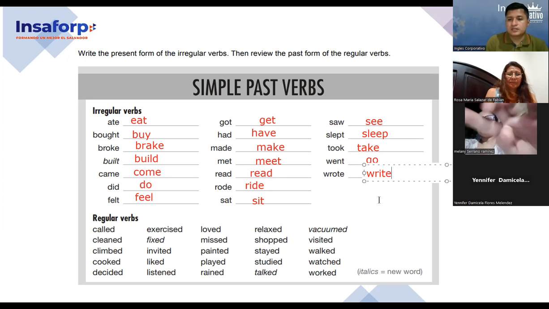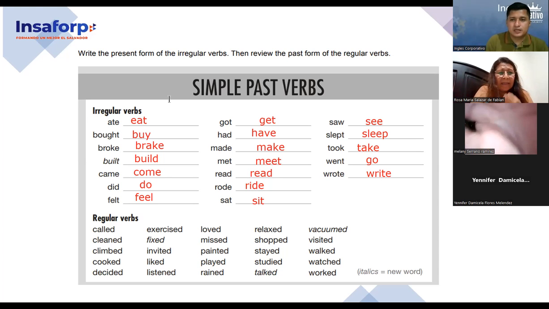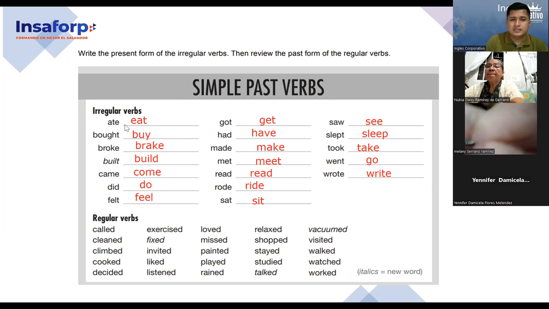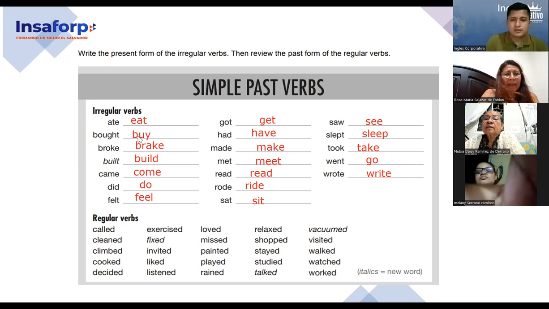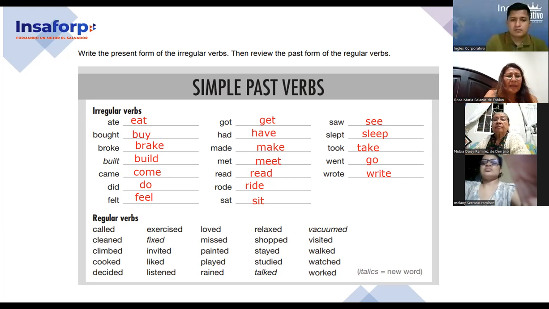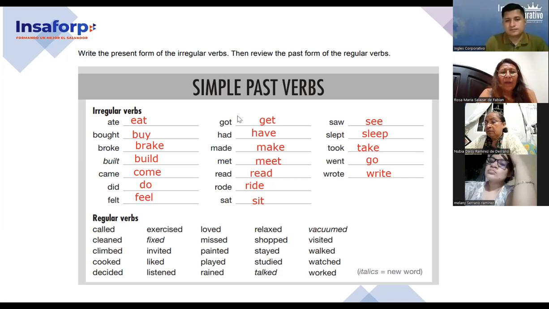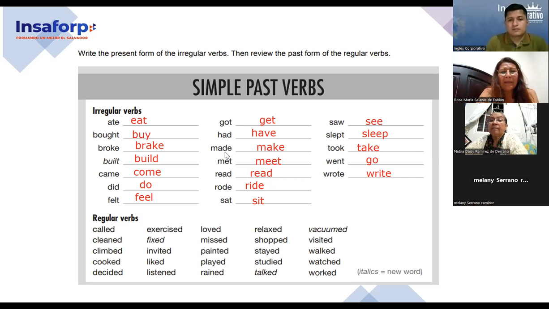Okay, Rosa, let's begin with you, Rosa. Read the past and the present, please. Thank you. The past. Ate, eat. Bought, buy. Broke, break. Came, come. Did, do. Felt, feel. Got, get. Had, have. Made, make. Met, meet. Read. Road, read. Sat, sit. Said, see. Slept, sleep. Took, take. Went, go. Wrote, write.